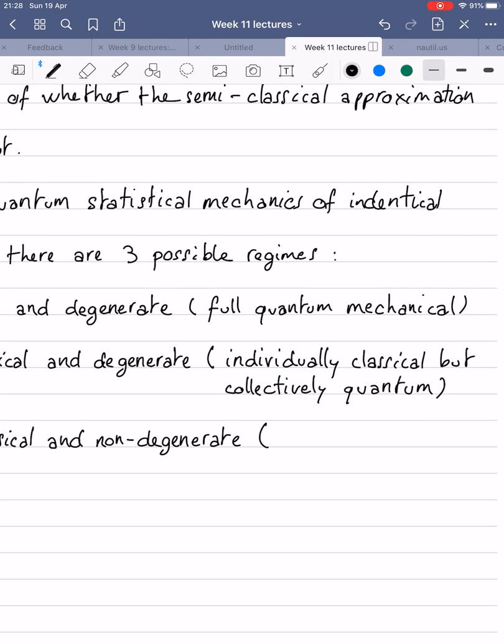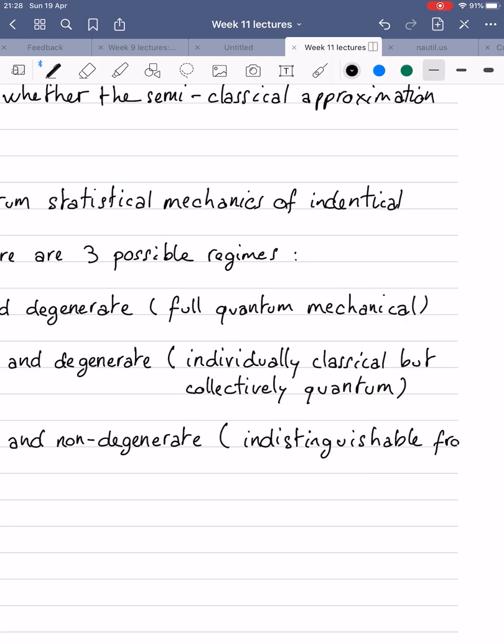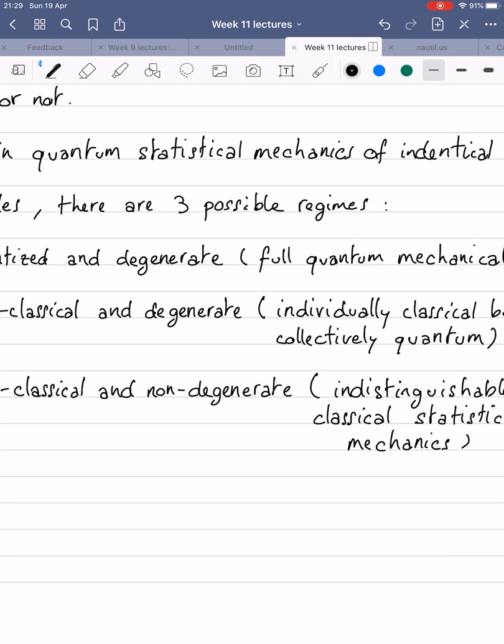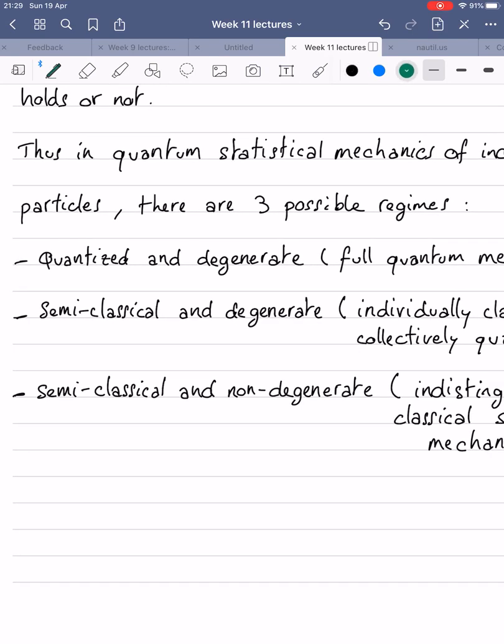So here, formally and theoretically, in terms of the predictions you can make out of it, this is indistinguishable from classical statistical mechanics. The point here is to try to understand what it takes to be non-degenerate.